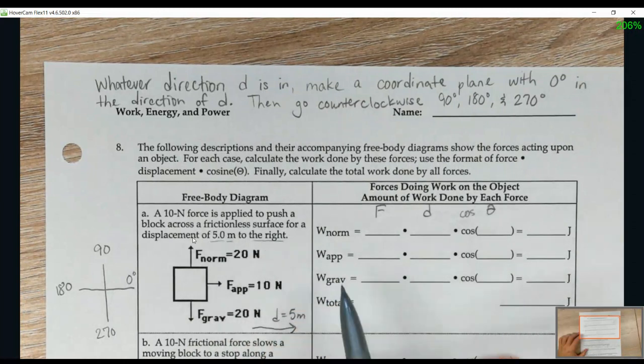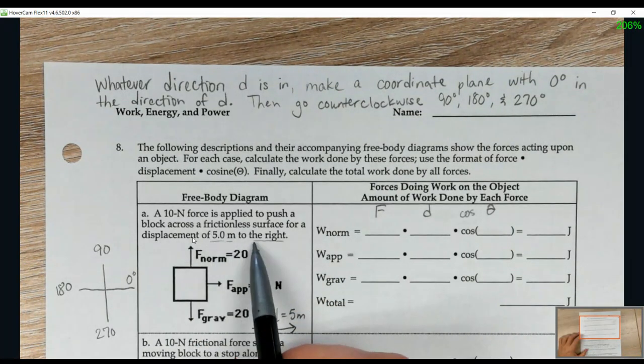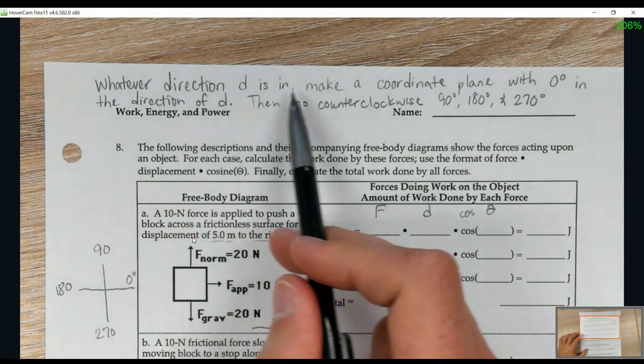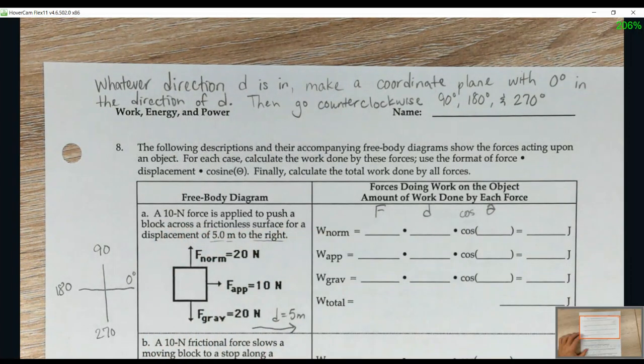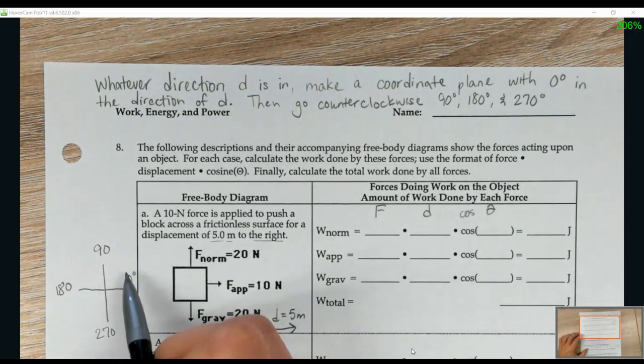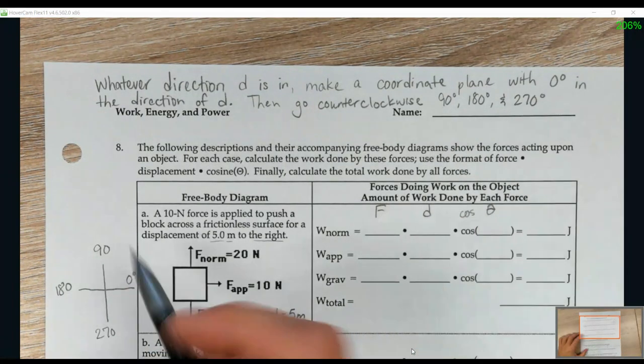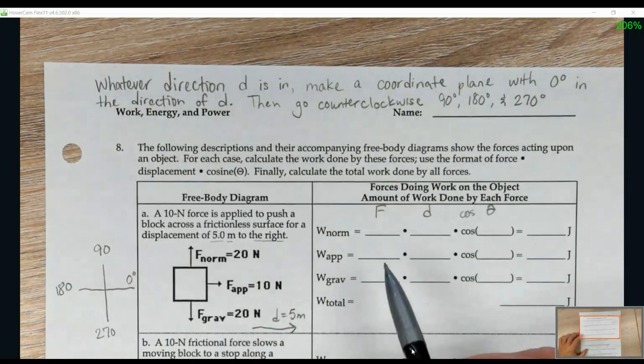So we have multiple forces acting on it, but they tell us that the displacement of the object is 5 meters to the right. So by going 5 meters to the right, I'm going to make a little coordinate plane off the side. Since distance was going to the right, I make 0 going to the right, and then counterclockwise, fill in 90, 180, 270.